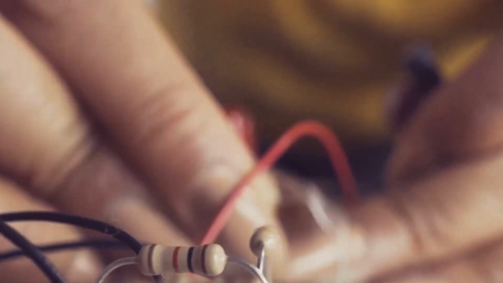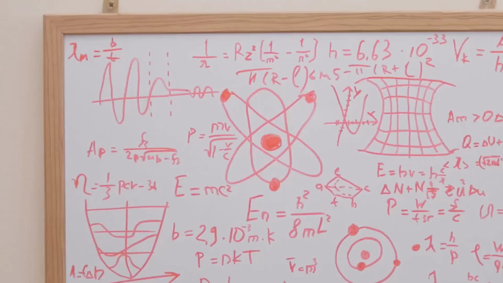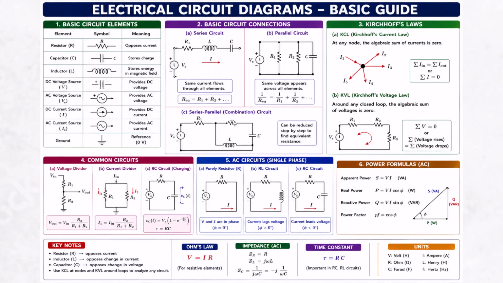We combine the resistance and the reactance to get a total opposition called impedance, which is represented by the letter Z. Impedance is a complex number that tells us not only how much the circuit resists current, but also how much it shifts the phase. It's like resistance, but for AC circuits. Now we can use a new and improved version of Ohm's law for AC circuits. V equals I times Z.